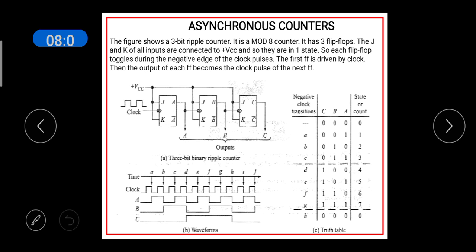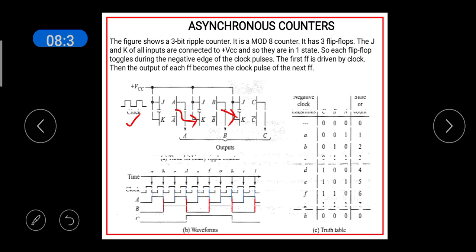The circuit diagram is shown here. You use 3 flip-flops. The J and K inputs of all the flip-flops are connected and given to VCC. So all the flip-flops are ready to toggle during the negative edge of the clock. The clock signal is given to the first flip-flop. A is given as the clock signal for the second flip-flop, and B is given as the clock signal for the third flip-flop. So the timing diagram is shown here.